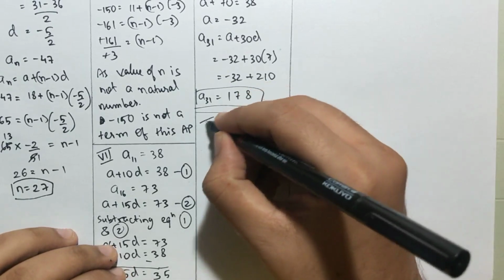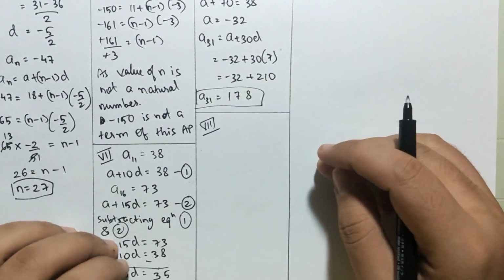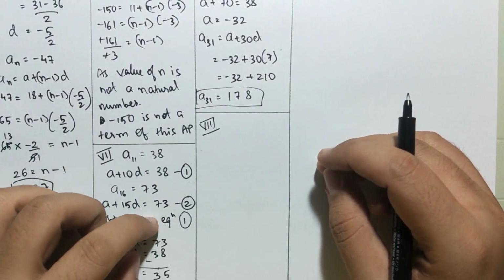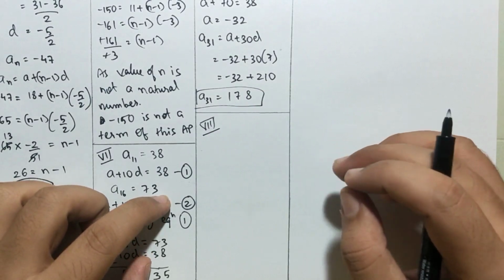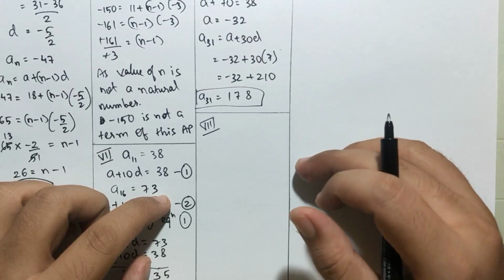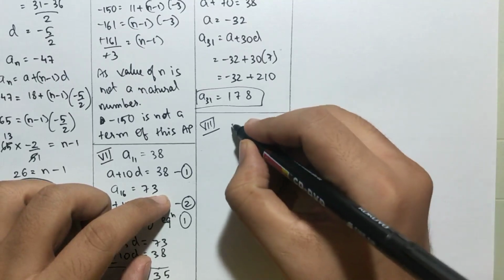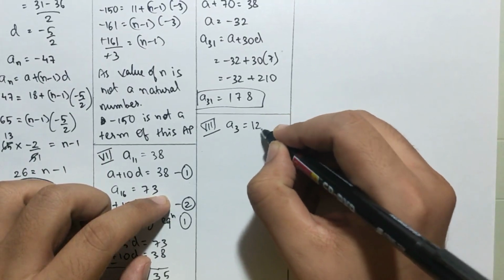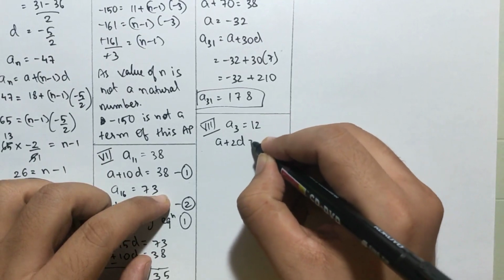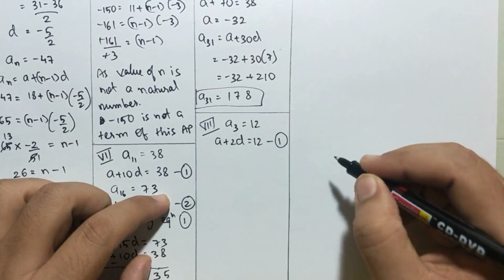In 8th sum, it is said that an AP consists of 50 terms. There are a total of 50 terms in an AP, in which the third term is 12. So a of 3 is 12, that means a plus 2d is 12. This is my first equation.